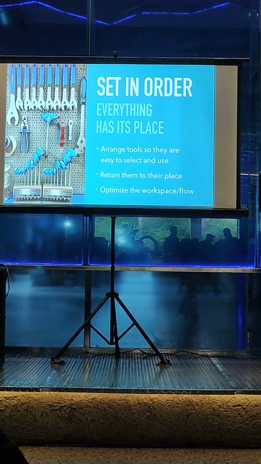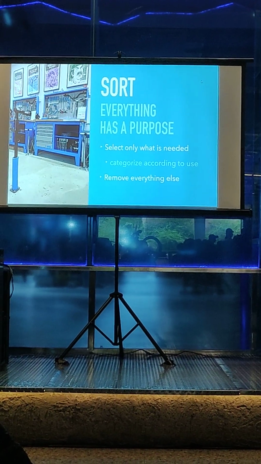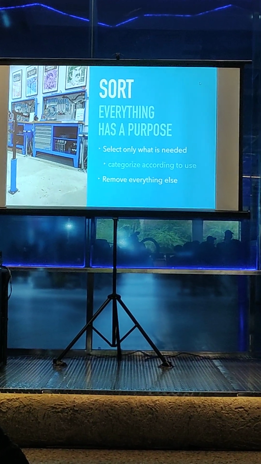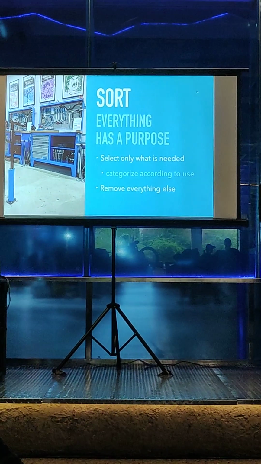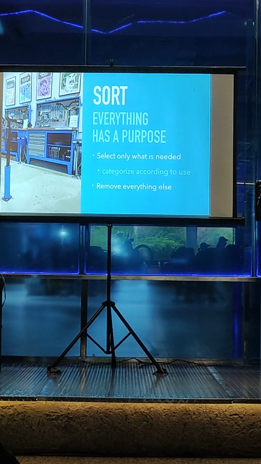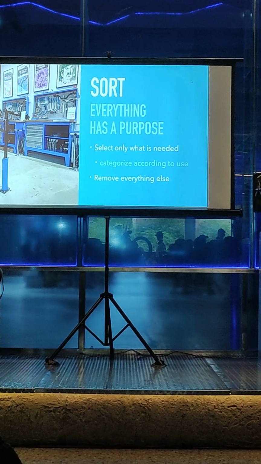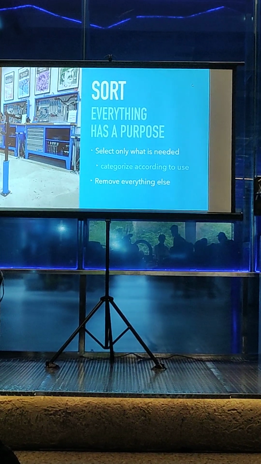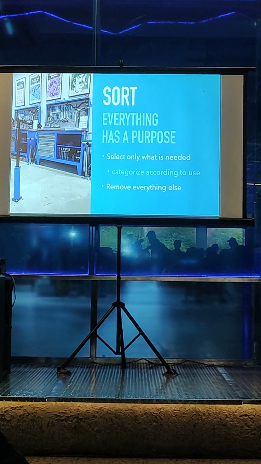So we only select what is needed. We categorize the tools into like bottom bracket, and for the drawers we categorize them into like drawer 1 is for lesson 1, drawer 2 is for lesson 2, drawer 3 is for lesson 3, and so on and so forth. Now everything else we remove.